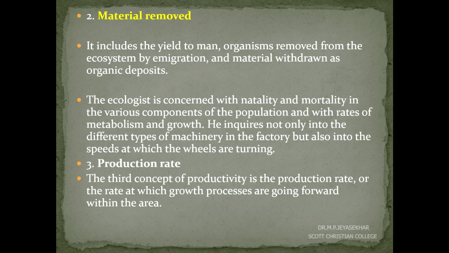The ecologist is concerned with the natality and the mortality in various components of the population, and with rates of metabolism and growth. He inquires not only into the different types of machinery in the factory, but also into the speeds at which the wheels are turning. Production rate. The third concept of productivity is the production rate, or the rate at which growth processes are going forward within the area.